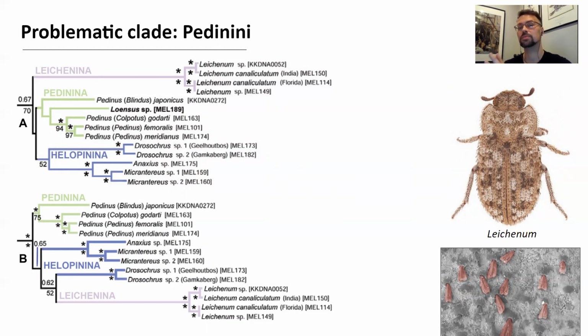Under some circumstances, there was a strong tendency in both Bayesian and maximum likelihood analysis to cluster Drosophorus of Helopinina with Leichenum of Leichenina. So this is the bottom tree. Both taxa were the most apomorphic lineages within Pedinini, which might suggest a bias caused by long branch attraction.